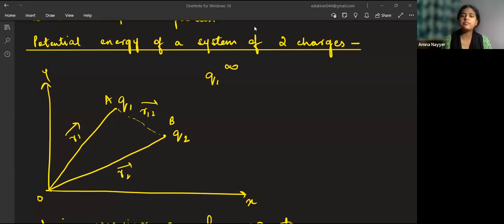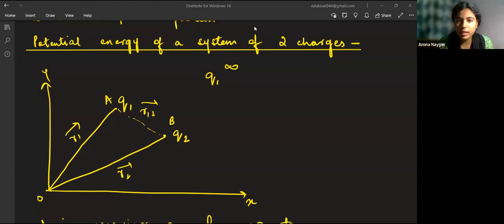The question is, if I have just taken one charge Q1 from infinity and I am bringing this charge to a point, with no other charge present, just Q1, will there be any work done in the system? There will be work done.